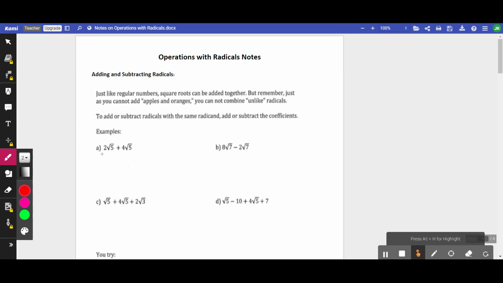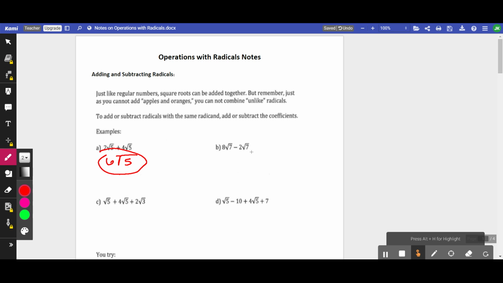So pretty much you can think of it as like 2x plus 4x if you want. So for this one, you can add the 2 and the 4 together, so you'll get 6 then. So it'd be 6x, or here in this case, it'd be 6 square root of 5. That just stays there. It's not like you're adding the 5s and getting 10 or anything. So this would just be 6 square root of 5 then.